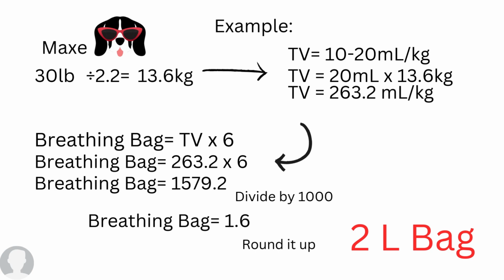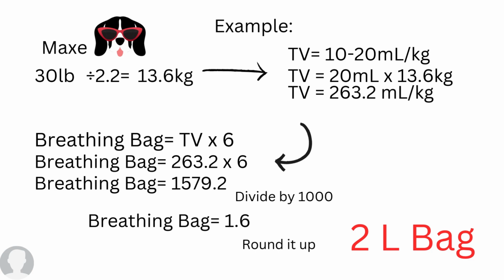Example. This is Maxe. He is a 30-pound dog. I'm going to divide that by 2.2 to get his kilograms. So he is 13.6 kilograms. We know that to get the breathing bag size, we're going to have to multiply the tidal volume by 6. So the first thing I'm going to do is calculate the tidal volume. So tidal volume equals 10 to 20 ml per kilogram. I'm going to choose the higher end, which is 20. So tidal volume equals 20 ml times 13.6 kilograms, which is Maxe.